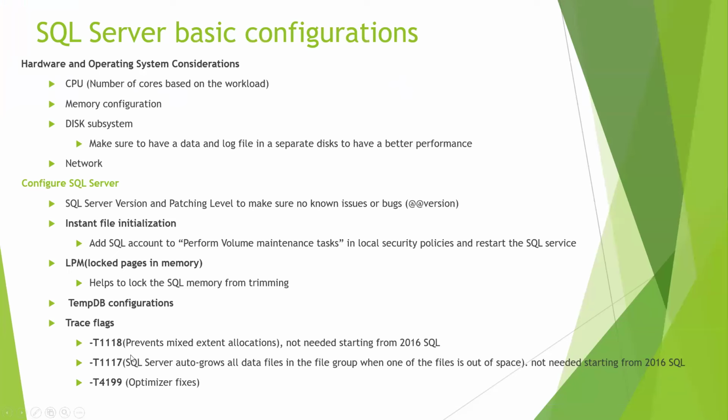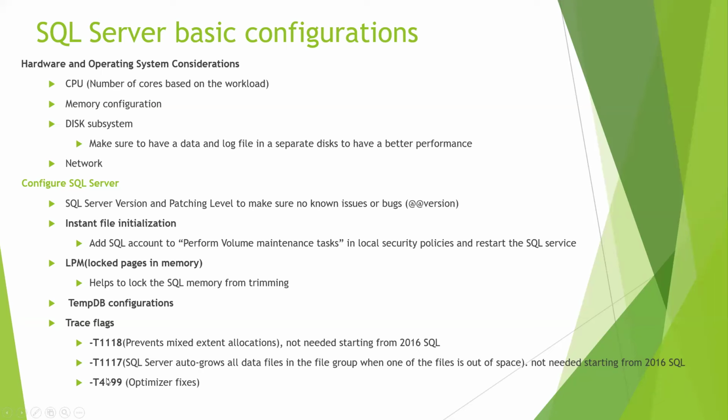We enable trace flag 1118, so that for every table, even if it is a small transaction, we allocate a uniform extent. We are not allocating mixed extents, so that we reduce the PFS or SGAM contention when allocating pages. Starting from 2016, we don't need this to be enabled, because this is the default behavior.